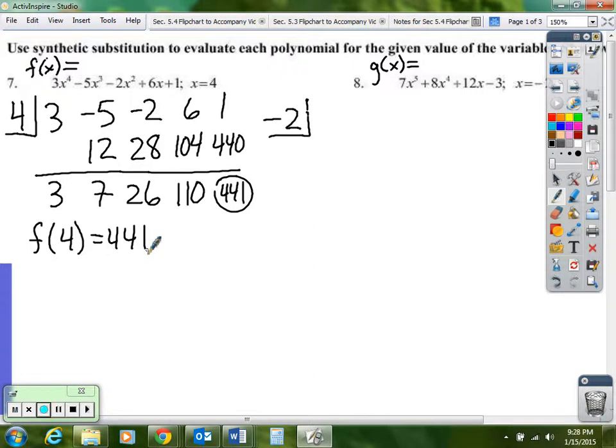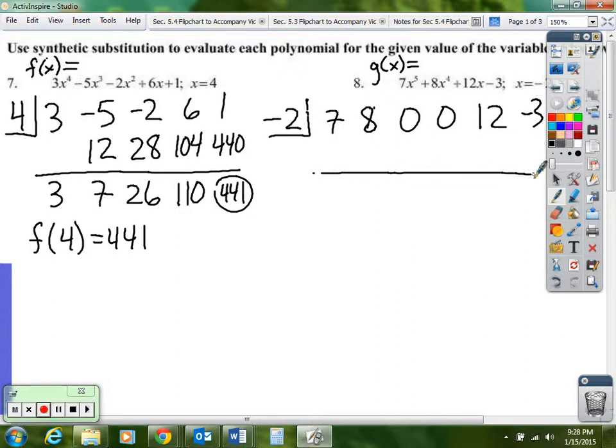Negative 2 we are plugging in. Write down the coefficients: 7, 8, 0, 0, 12, and negative 3. We put in 2 zeros because we have no cubic and no quadratic terms. Drop the 7. Negative 2 times 7 is negative 14. Add 8 and negative 14 is negative 6.